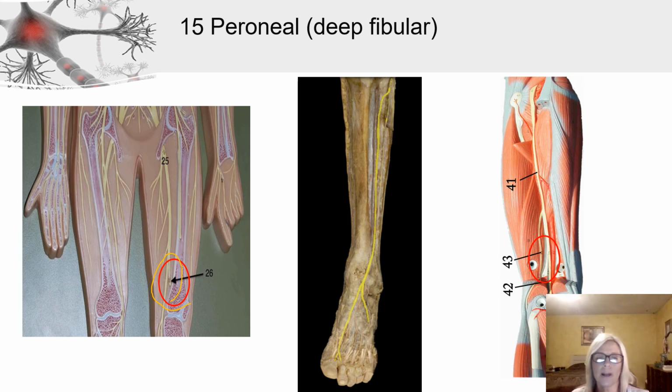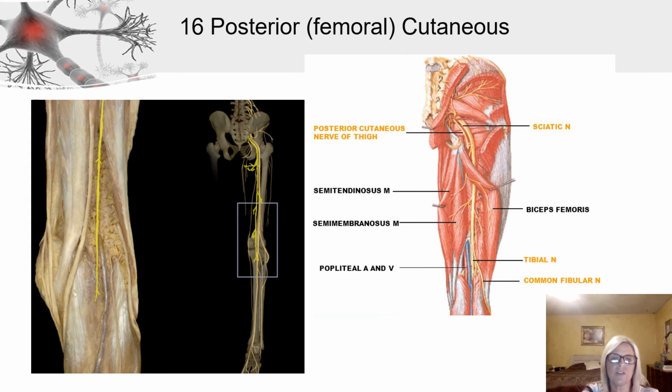Before it gets to the knee, when it branches off, that is the deep fibular or peroneal. The roots for this are L4 to S1, and this is going to supply the anterior compartment of the leg and some parts of the foot, as you can see in the middle diagram down here. You can really see in this picture on the left, we do have lots of branches coming off that femoral nerve. Here we're looking at the posterior cutaneous, sometimes called the posterior femoral cutaneous.